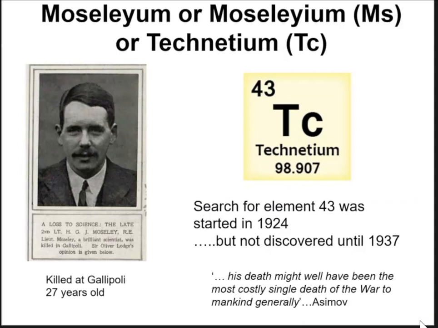He was working with Rutherford at Manchester, he leaves his post at Manchester, he enlists because he wants to be a good citizen, and he goes off to war, and he's shot by a sniper in Gallipoli at the age of 27. And Asimov, the great science fiction writer, says his death might well have been the most costly single death of the war to mankind generally. Touted for the Nobel Prize at 27, it was to come soon, and he dies not receiving it.